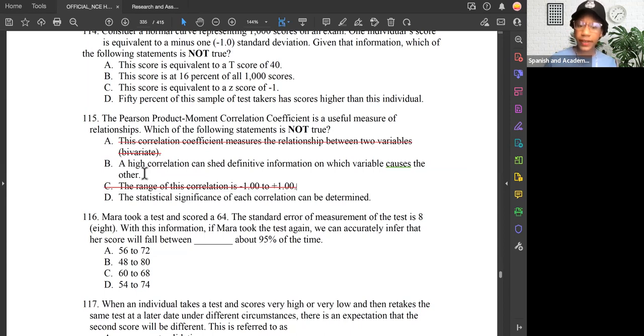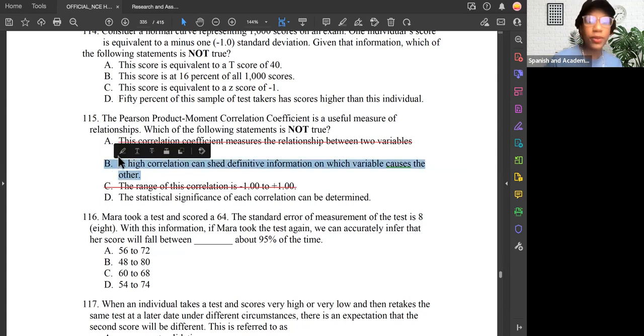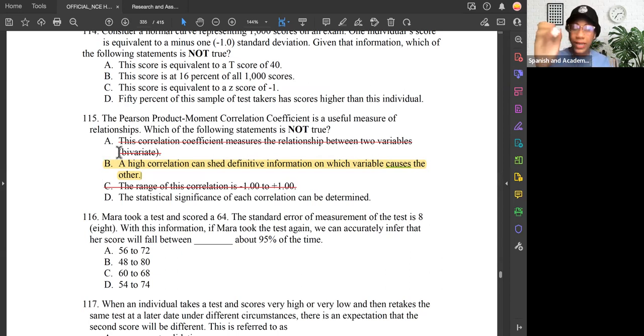Can a statistical significance of each correlation be determined? Or is there a high correlation that can shed definitive information on which variable causes the other? Which one is not true is B. Remember that correlation is not the same as cause and effect. Correlation is not causation. This comes up in research and assessment. That's why I'm really emphasizing that you really need to know correlations and how it's not cause and effect, and also knowing the other characteristics about correlations.